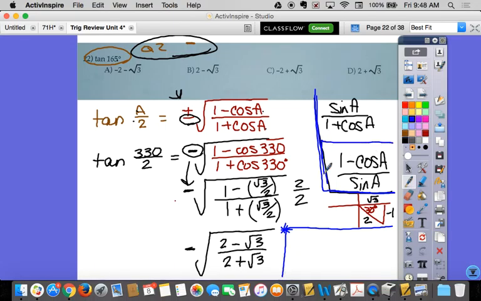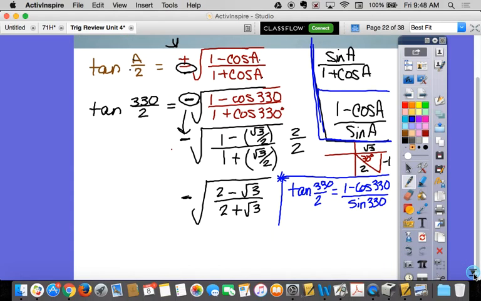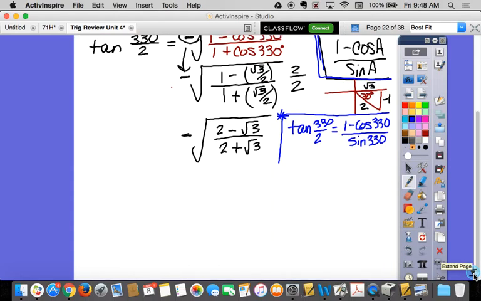Let's use this bottom one here. It's going to be tangent of 330 over 2, and then we're going to have 1 minus cosine 330 over sine 330. Now let me scoop this up so we can actually see what we're doing. There we go. Got a little bit of room. All right, now you can still see our picture. Cosine of that picture is square root of 3 over 2. Sine of this picture is -1/2.